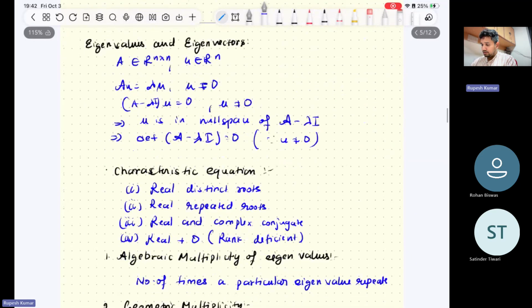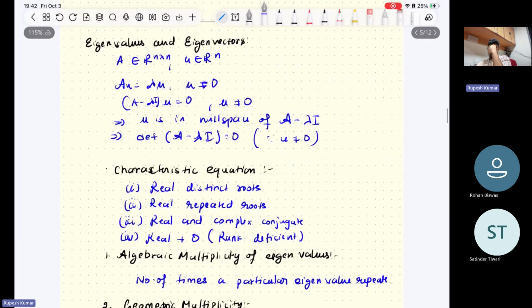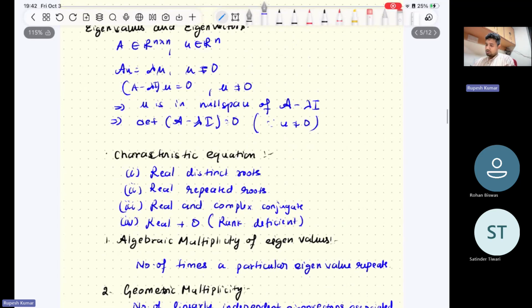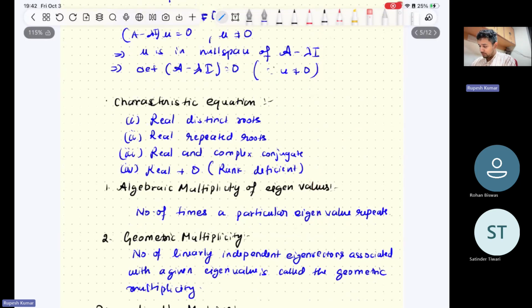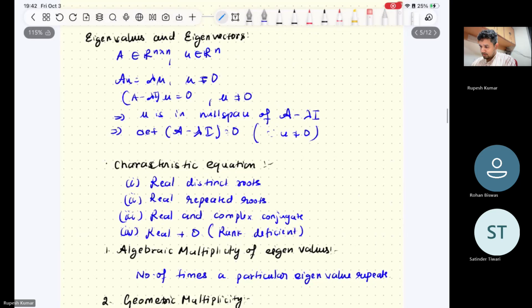Now, the last topic that was covered is eigenvalues and eigenvectors. We already saw this part earlier, how to get the eigenvalues and what kind of eigenvalues you can get. Is this clear? AU equals lambda U, and U cannot be zero. Everyone, do you have any doubts in eigenvalues and eigenvectors? No, sir.